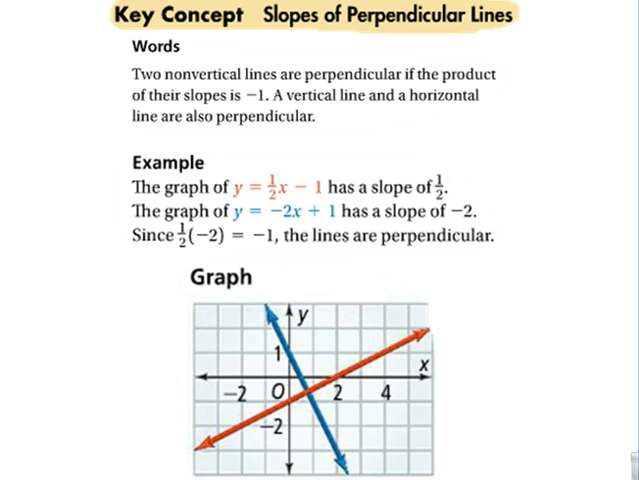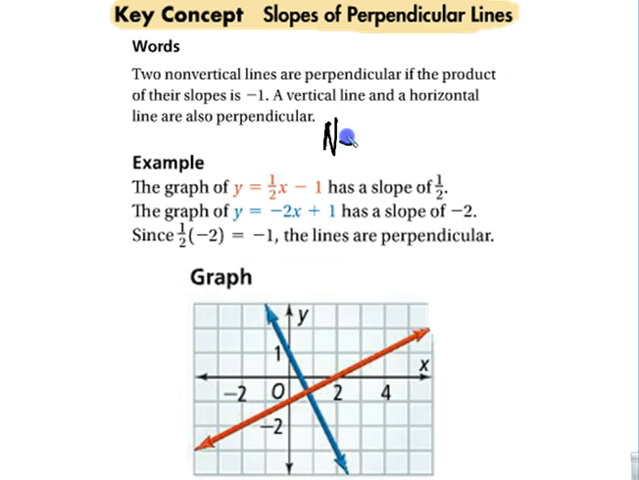Okay, perpendicular. Remember, perpendicular are two lines that form right angles. These have to be 90 degrees. Okay? All right, so here's the definition, or what it means. Two non-vertical lines are perpendicular if the product of their slopes is -1. A vertical line and a horizontal line are also perpendicular. Okay? So if the product of their slopes is -1.